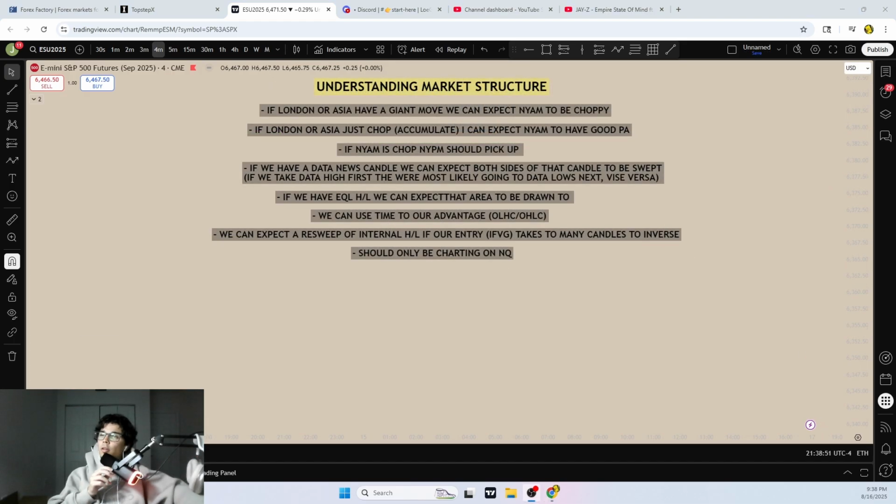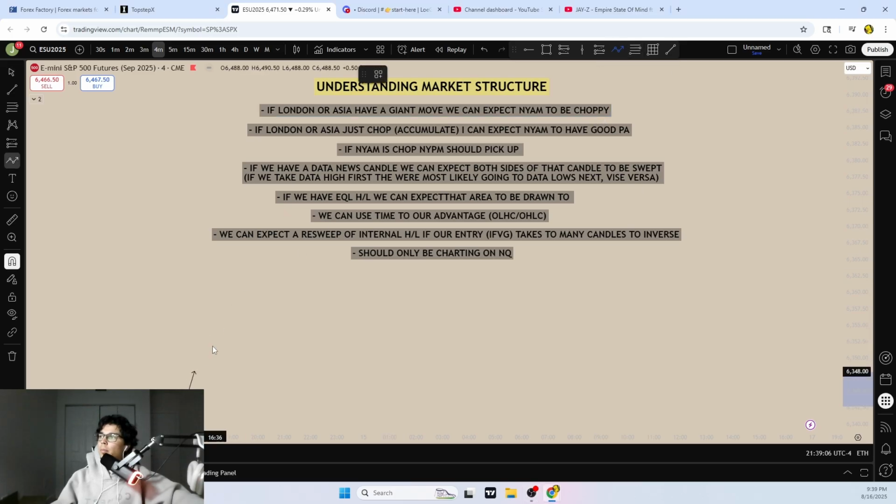Okay, so moving on over to understanding market structure, there is 8 things I want to go over. After I read each one, we will go over the examples. Okay, so don't get overwhelmed by what you're seeing here. So, the first point is if London or Asia have a giant move, well, we can expect New York AM to be choppy, right?